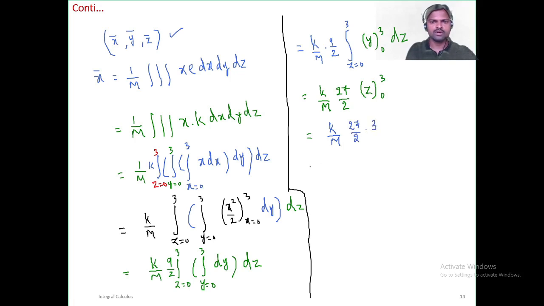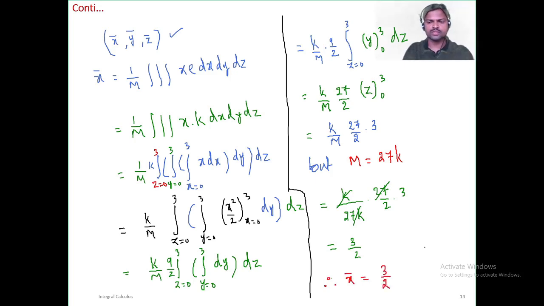Now let us replace. What is the total mass? Total mass will be 27k, that we computed already. So plug in back: k upon m, where m value is 27 into k, and 27 upon 2 into 3. So 27k will be cancelled out, so 3 by 2 will remain. So x bar will be 3 by 2, therefore the first coordinate of the center of mass is 3 by 2.